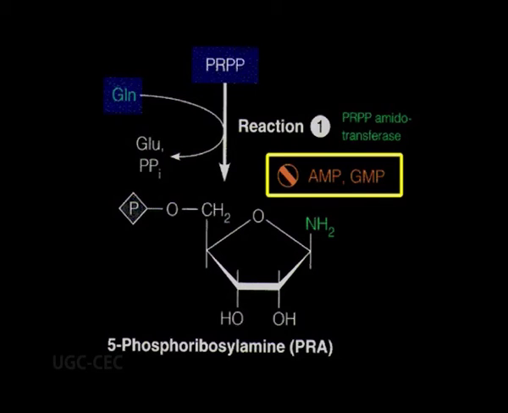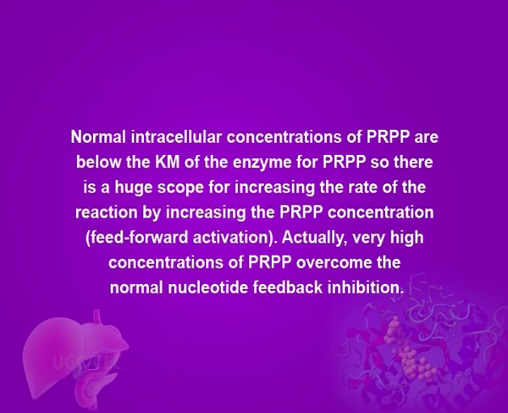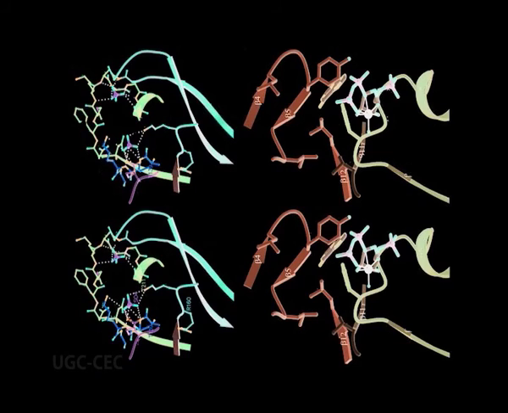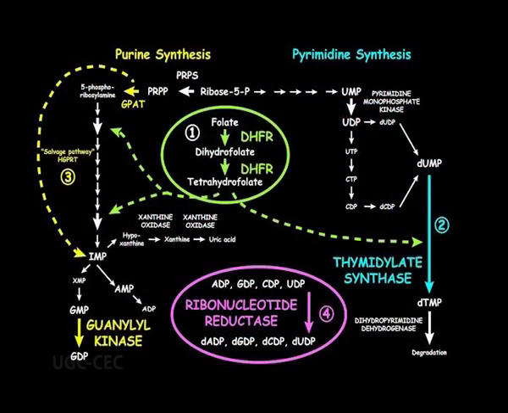The rate of the reaction can also be controlled by PRPP, phosphoribosyl pyrophosphate. Normal intracellular concentrations of PRPP are below the Km of the enzyme for PRPP, so there's a huge scope for increasing the rate of the reaction by increasing the PRPP concentration. Feed-forward activation. Actually, very high concentrations of PRPP overcome the normal nucleotide feedback inhibition. In the bacterium E. coli, purine and pyrimidine biosynthesis are also controlled by genetic regulation. The PurR repressor, when bound with guanine or hypoxanthine, inhibits transcription of several genes in the purine and pyrimidine biosynthesis pathways.